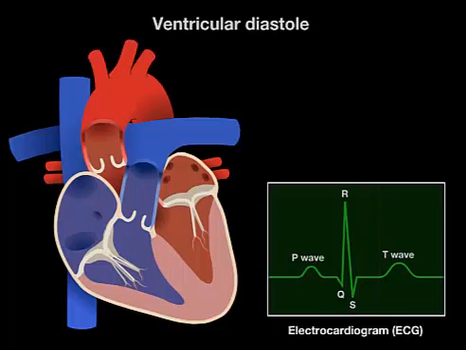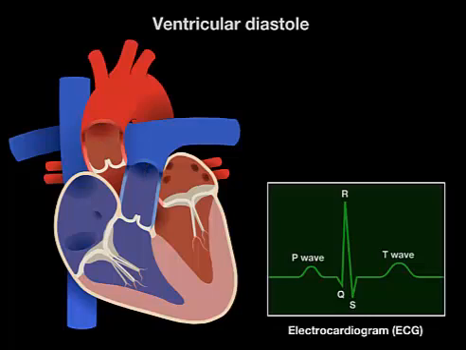In ventricular diastole, or relaxation, the ventricles repolarize. The T wave on an ECG represents ventricular repolarization. Ventricular relaxation results in decreasing ventricular pressure. During ventricular diastole, blood in the pulmonary trunk and aorta flows back toward the semilunar valves, causing them to close.